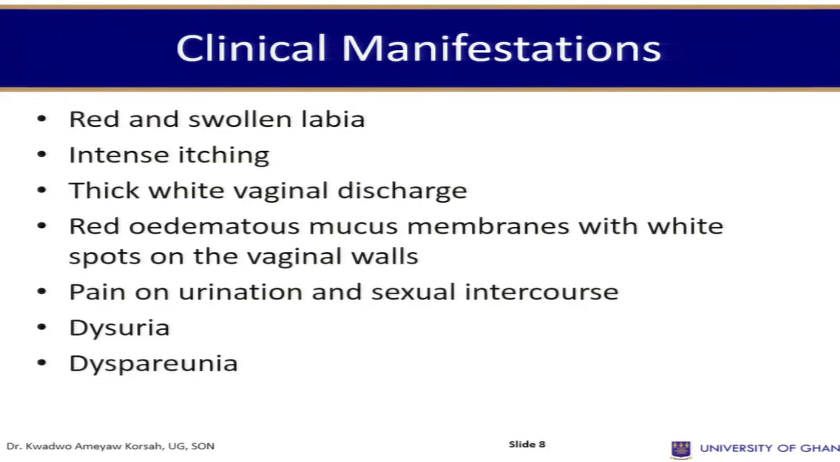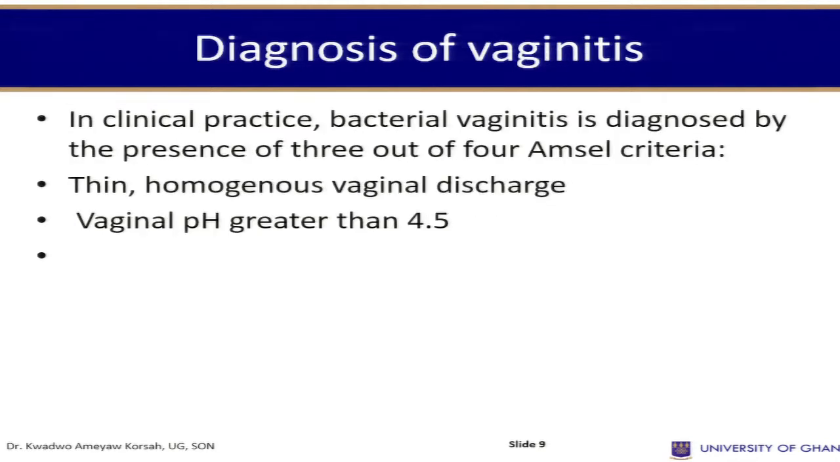Clinical manifestation: we have red and swollen labia, intense itching in most cases, and itching alone can cause swelling. Thick white vaginal discharge is also likely to occur, and in some cases we can have red edematous mucous membranes with white spots on the vaginal walls, and then pain on urination and sexual intercourse, and then dysuria, and other manifestations can also be identified.